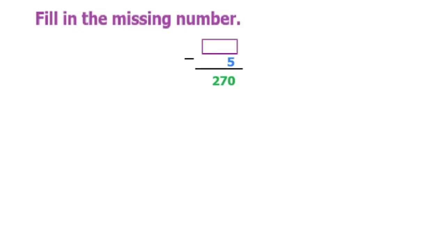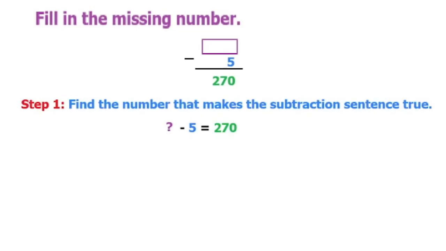In this video, we're going to work on a problem where we have to find a missing number. So if we have a problem like this that says fill in the missing number, and we have a blank box here, minus 5 equals 270. So make sure to pay attention to all the steps, and I'll go through them now.